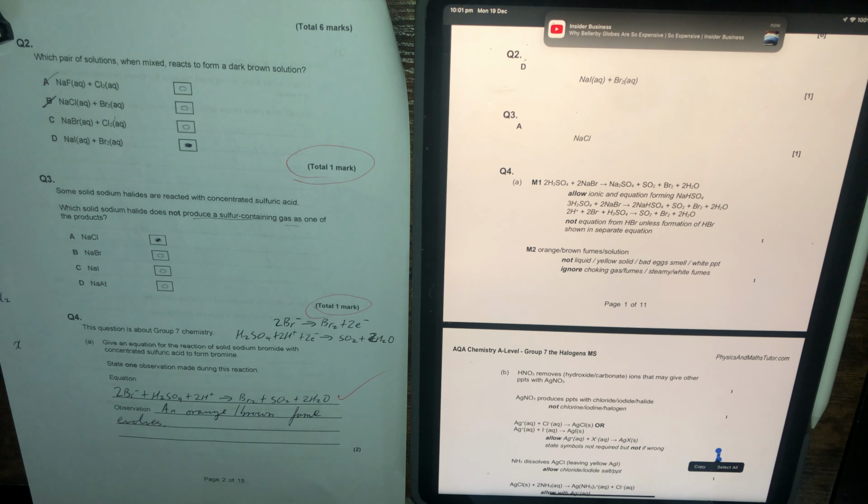3 marks for that. This equation: 6Br2 plus P4 goes to 4PBr3, or was it phosphorus tribromide? It says pyramidal shown in diagram, but the name and the shape isn't needed. So yeah, I said this was trigonal pyramidal.